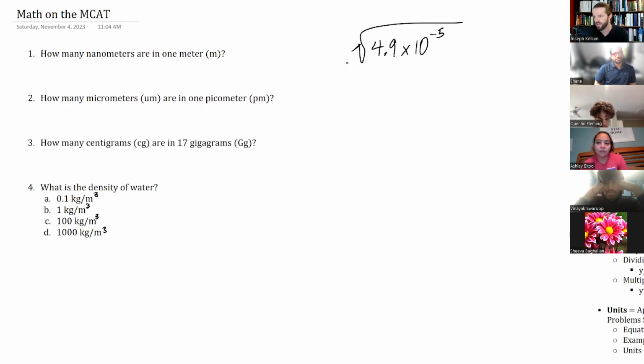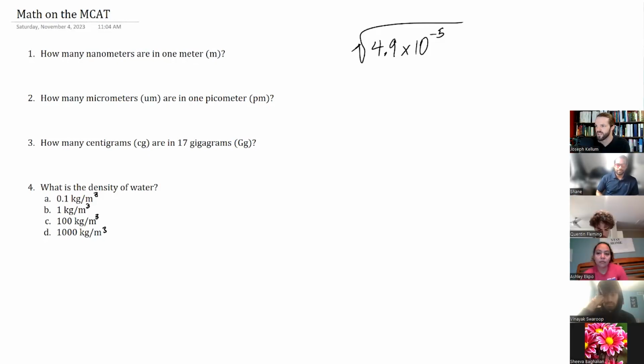So you're welcome to speak up if you have a recommendation of how to go about doing that, or I can just talk about how I would say to do it here. So nobody has anything. So I would say 4.9 times 10 to the negative 5. In order to get the square root of that, you can recognize that 4.9 can be turned into a perfect square just by moving that decimal over.